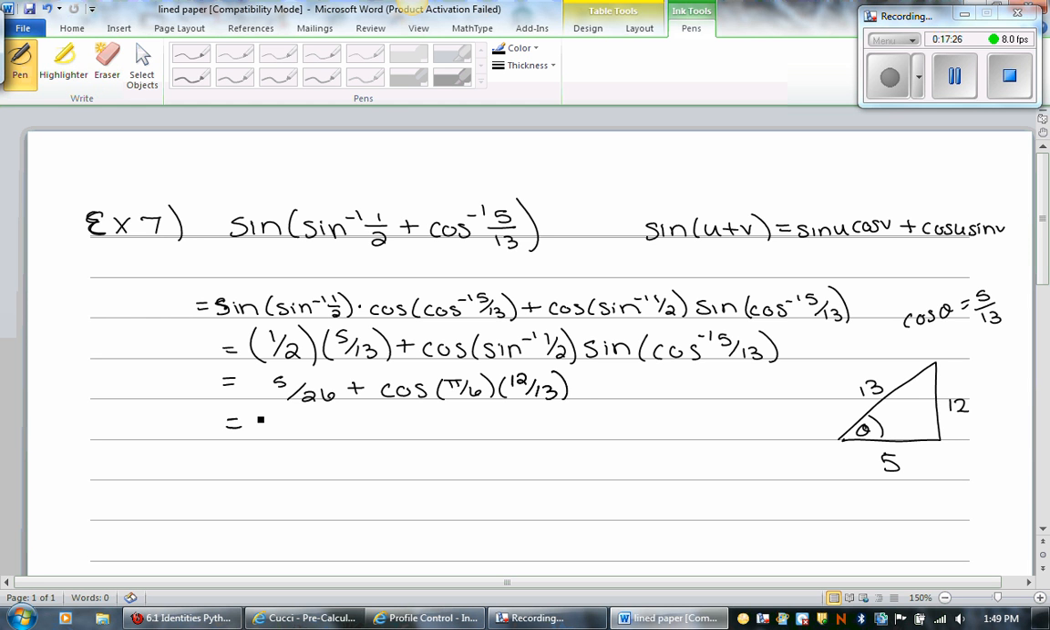Two more steps to go. We still have our 5/26, and we're going to carry that on down. We need to determine what cosine at pi over 6 is. Pi over 6 is equivalent to 30 degrees, so cosine at 30 is square root of 3 over 2, that's your exact value, times 12 over 13. We've got 12 square roots of 3 over 26. Finally, to finish it up, we get 5 plus 12 radical 3 over 26. So again, you're using your sum identity to figure out what this is.